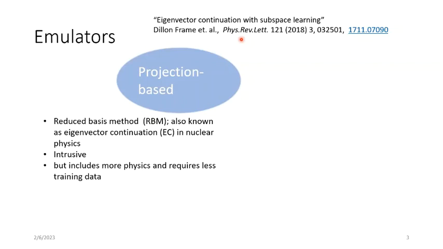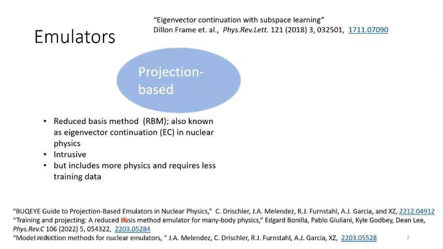Later, as explained in these three papers and possibly others, it turns out there is a field called model order reduction that has been pursued for quite a while, with different approaches. The so-called reduced basis method really comes from that field, and it's very similar to the EC idea.